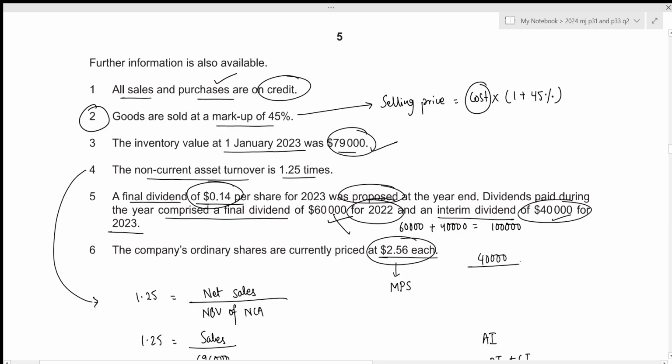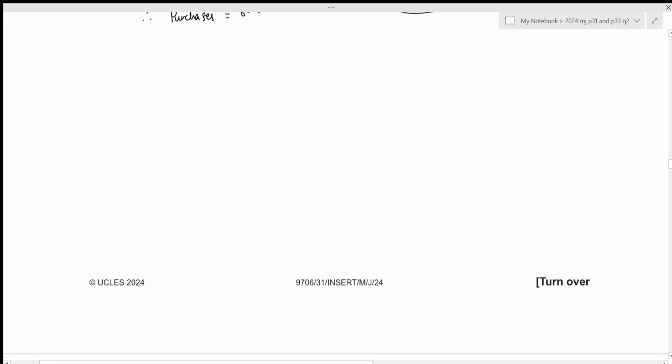This is the total dividend paid, but we require the dividend paid per share. So we just need to divide it by the number of shares, which is 500,000. This results in the dividend paid per share to have the value of 0.08. Now we also need to add the dividend proposed for the year 2023, that is 0.14, and this will result in the value of dividend per share to be 0.22. Let's write it down.